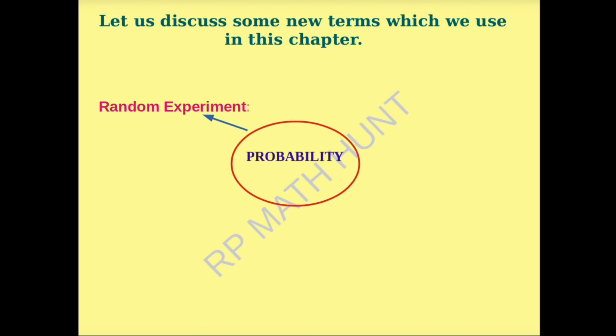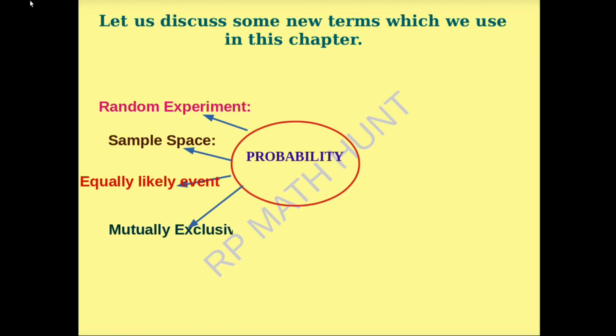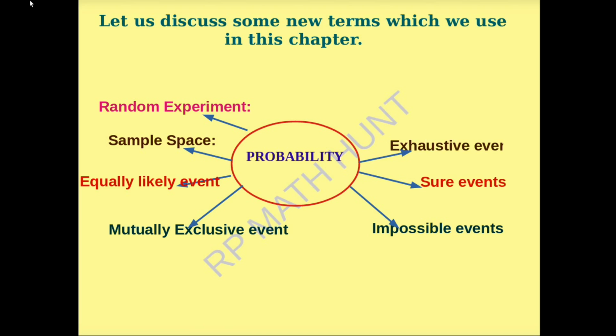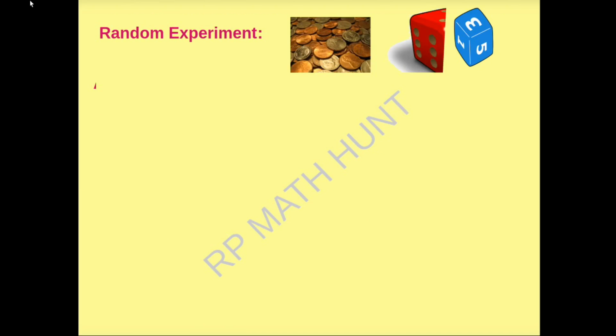Probability. Random experiment. Sample space. Equally likely event. Mutually exclusive event. Impossible events. Sure events. Exhaustive events. Complementary event. Random experiment.